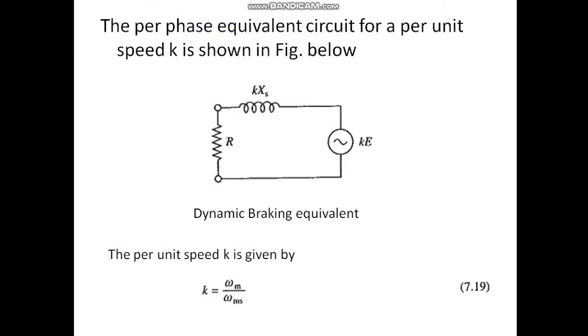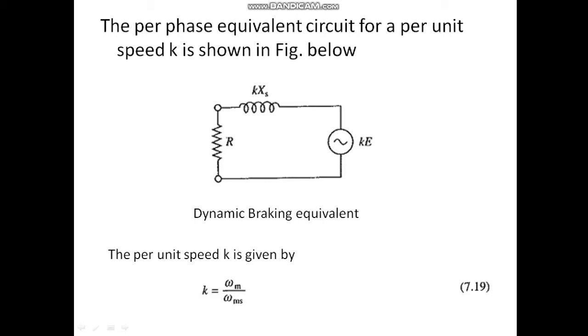When I say dynamic braking, it's obtained by disconnecting the stator from the source and connecting it to the three-phase resistor. This is the per phase equivalent circuit for a per unit speed k. The machine works as a synchronous generator and dissipates the generated energy in the braking resistor. What I have connected here, this is my resistor. So the per unit speed k would be given as k equals omega m by omega s.